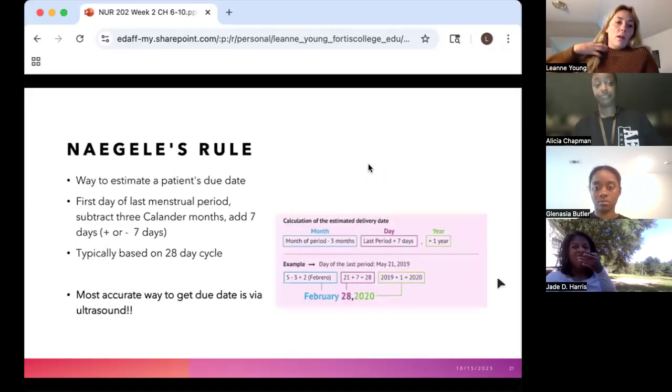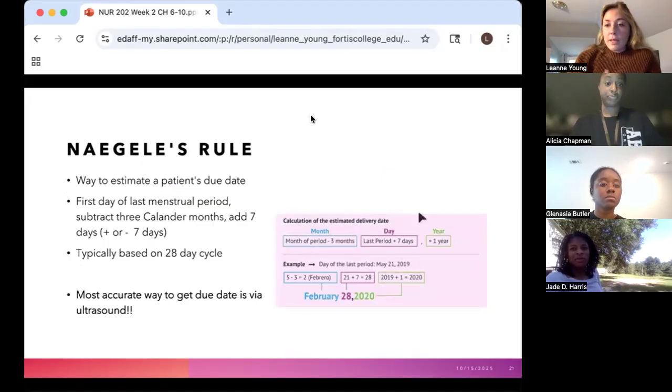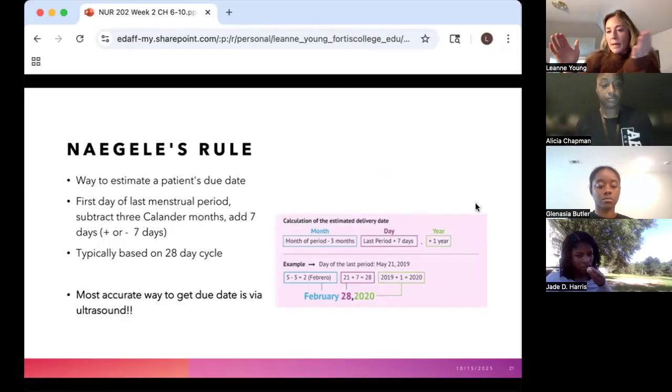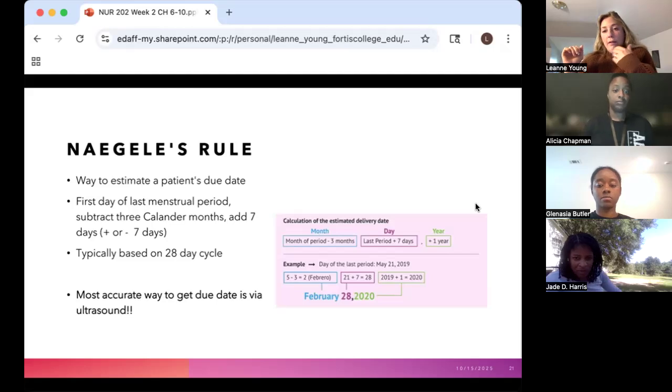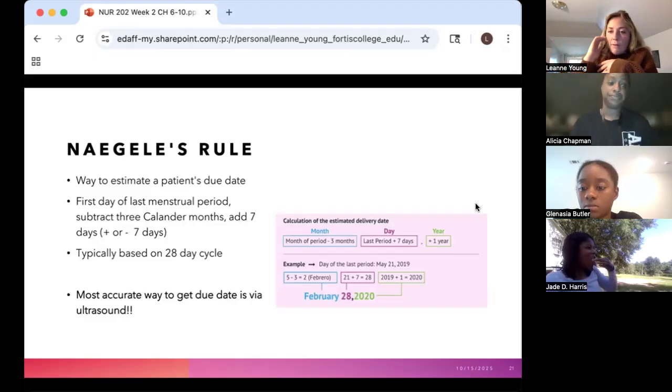All right. So Naegele's rule, this you guys will definitely want to know, is a way to estimate a patient's due date. You take the first day of the last menstrual period, subtract 3 calendar months, add 7 days to that, and that is going to be their due date. This is typically based on a 28-day cycle. Your patients who have had fertility treatment or have PCOS and don't have a definitive last menstrual period, you're not going to use Naegele's rule. You're going to go off of ultrasound.